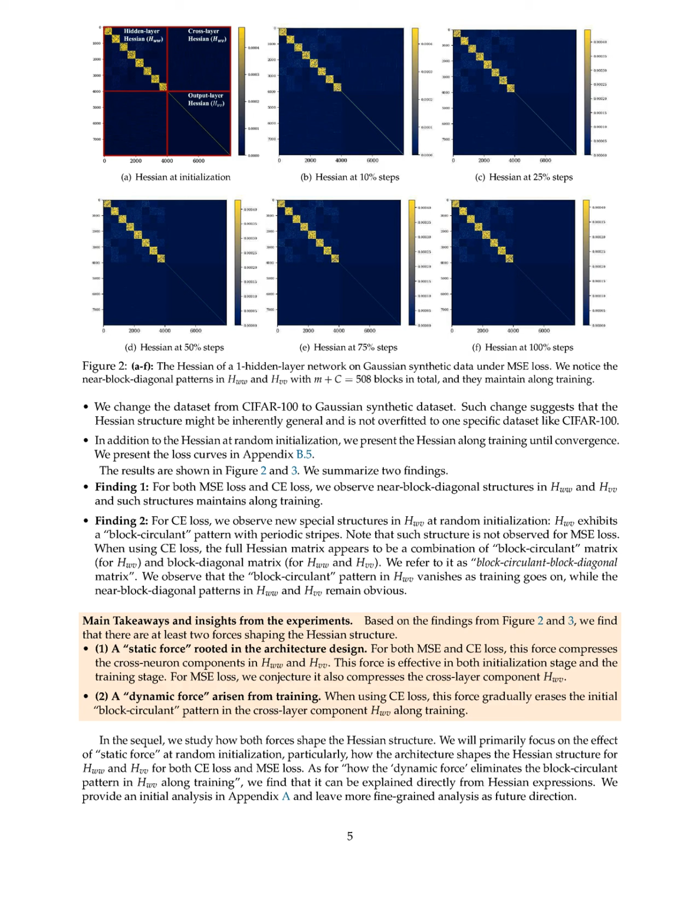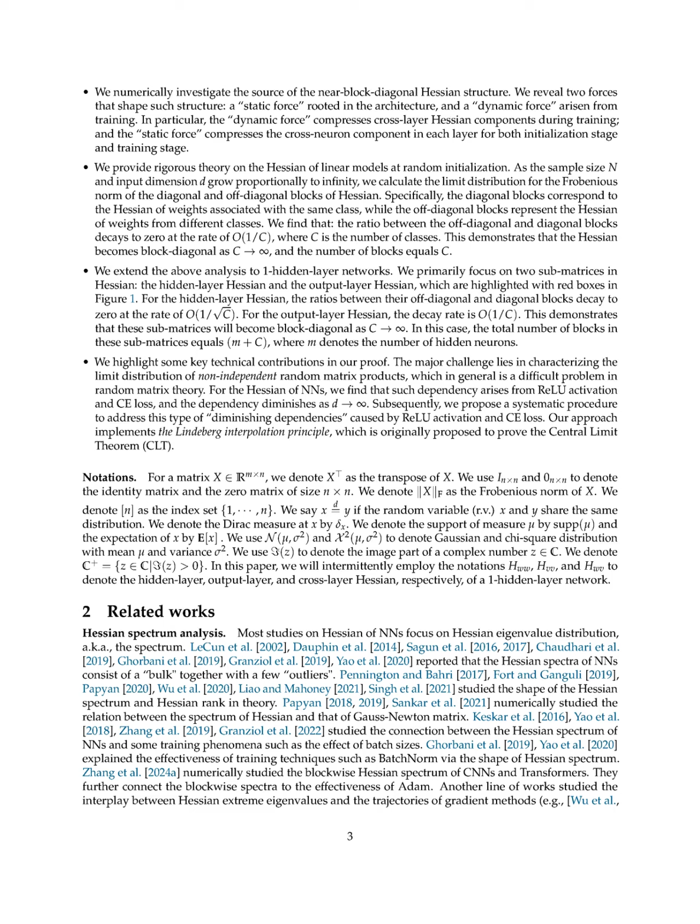Key findings include the persistence of near-block diagonal structures during training and the emergence of a block-circulant pattern in cross-layer components when using CE loss, which disappears as training progresses. The effectiveness of the proposed analysis is demonstrated through the consistency of these observations, with theoretical predictions regarding the decay rates of off-diagonal blocks and the clarity of the block diagonal structure as the number of classes increases.